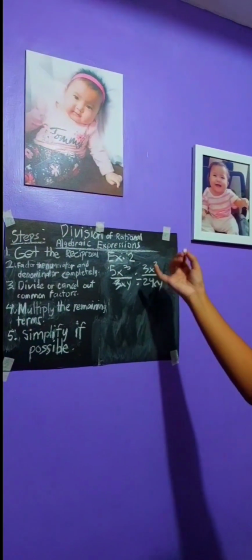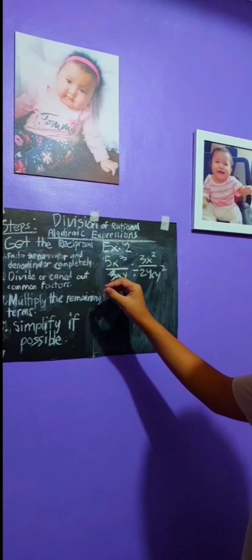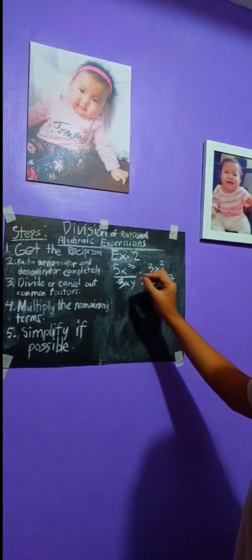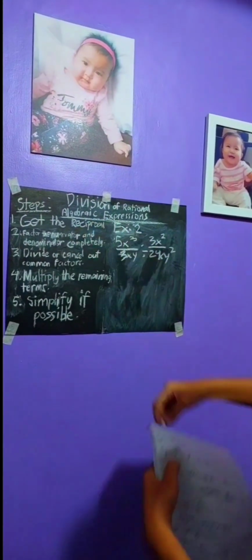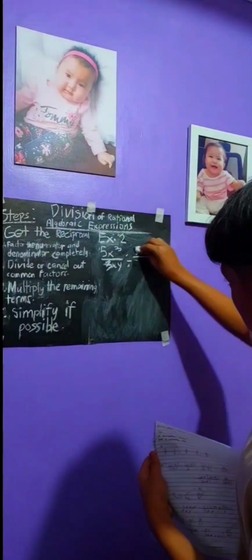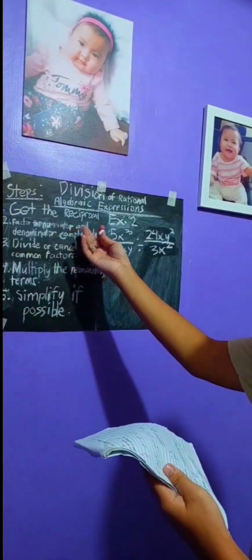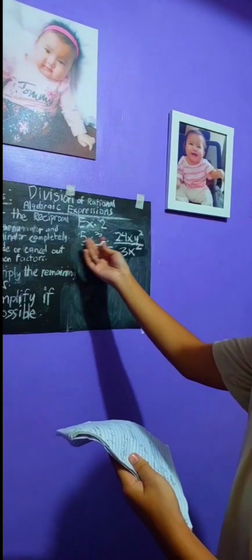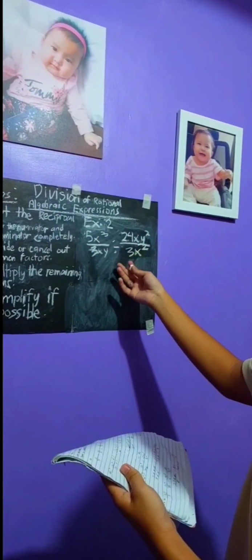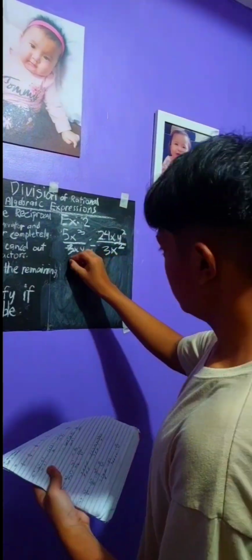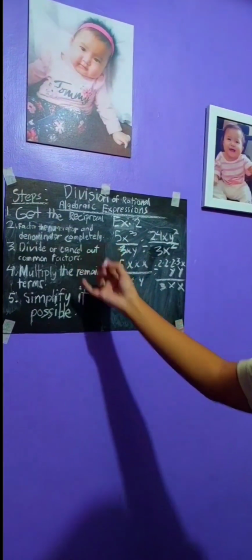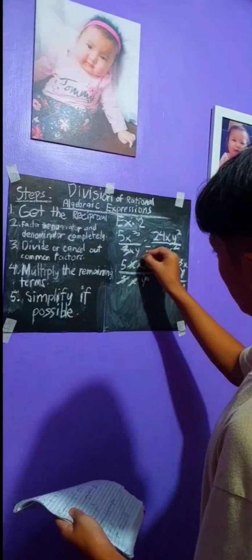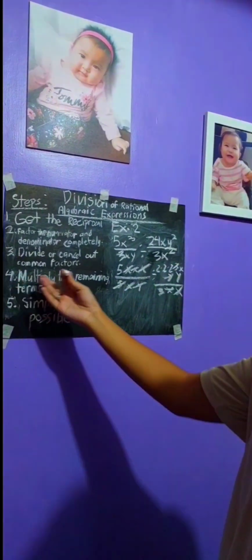Now, for the second example, 5x cubed over 3xy divided by 3x squared over 24xy squared. And first, get the reciprocal. Next, factor the numerator and the denominator completely. As you can see, all of them cannot be factored out, so we just simply simplify. Next, we cancel out the common factors. Next, we multiply the remaining terms.